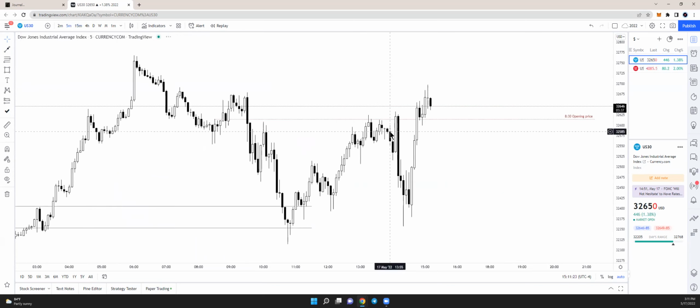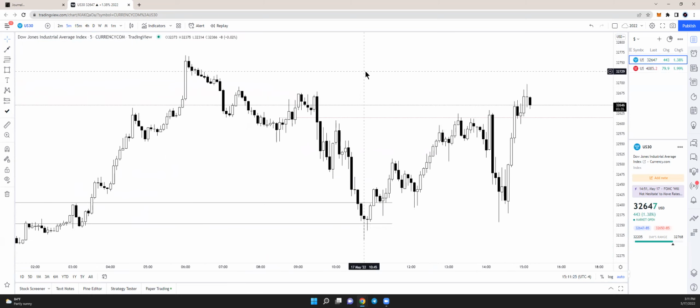Now let's drop down to the M5 structure. All right. What I saw in the M5 structure is that we made a run up higher above the 830 opening price and we dropped down lower.